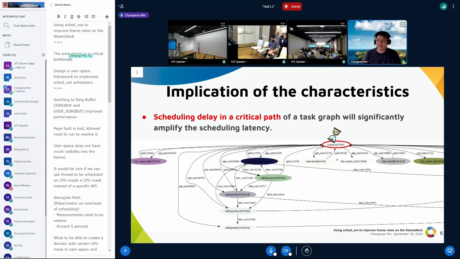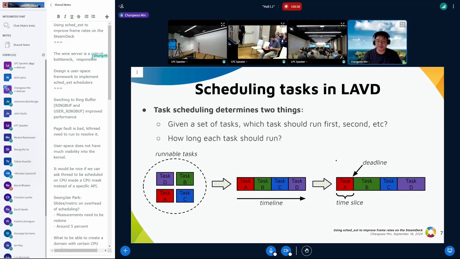That entails a latency spike, a spike in the frame time, and poses a problem for the low 1% frames per second. So having this in mind, let me describe the key ideas of the LAVD scheduling algorithm.